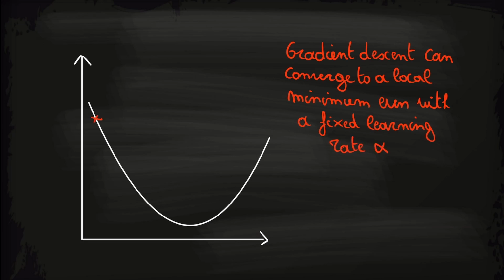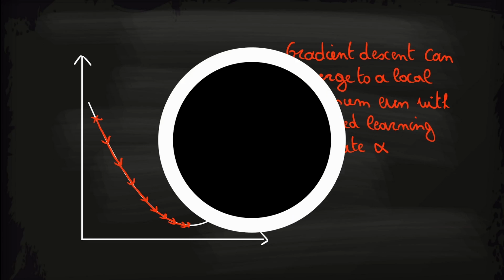So as we approach the minimum, gradient descent will automatically take smaller steps and we don't need to decrease alpha over time. In the next part we will see how we can use gradient descent, specifically for linear regression with one variable.